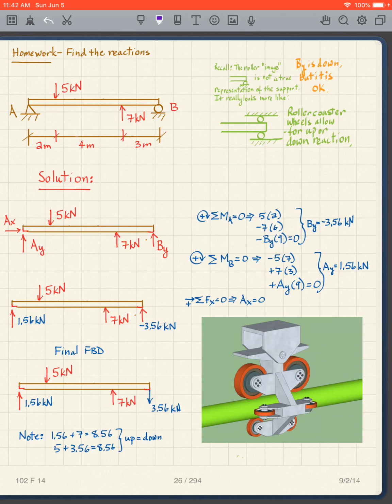It looks more like this, or here's an image of, for instance, a wheel of a roller coaster car. This is what a roller looks like. It confines everything, up, down, sideways in this particular case. Even though our schematic is that, what you've got to think about is something that looks more like that or this. So this is okay. It's not going to lift off because this is just a schematic.